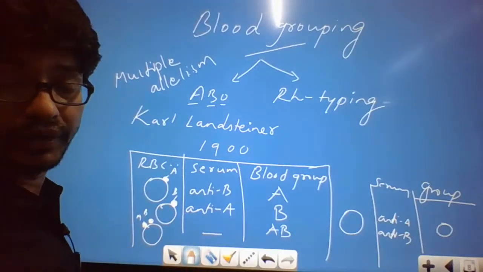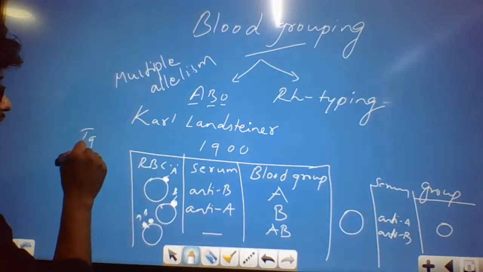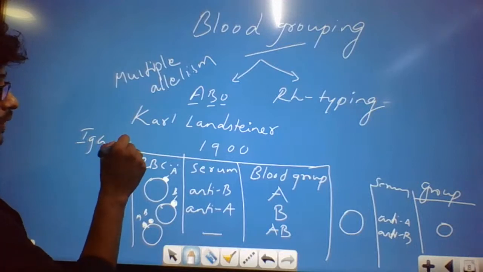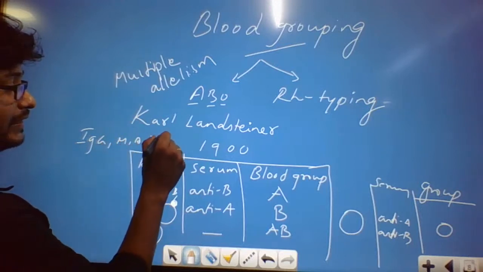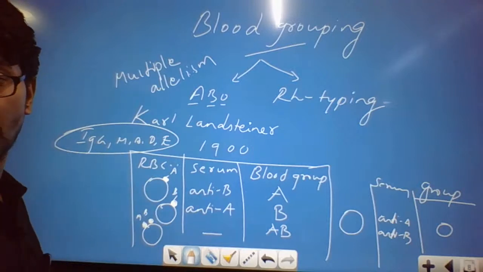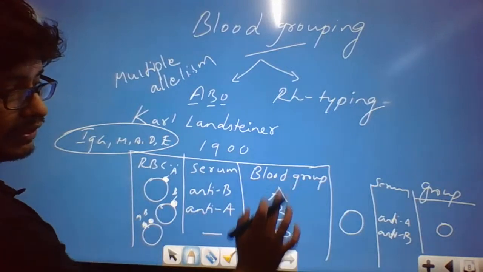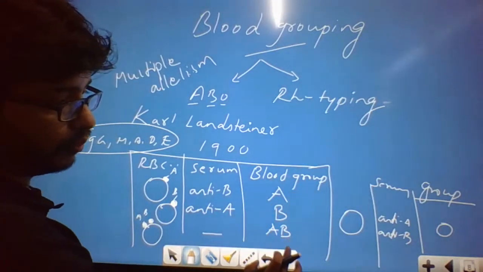You know immunoglobulin has 5 types. What are the 5 types of immunoglobulin? We have IgG, IgM, IgA, IgD, IgE. These are the 5 different types of immunoglobulin, right? So this is actually the presence of A blood group, B blood group, AB or O.